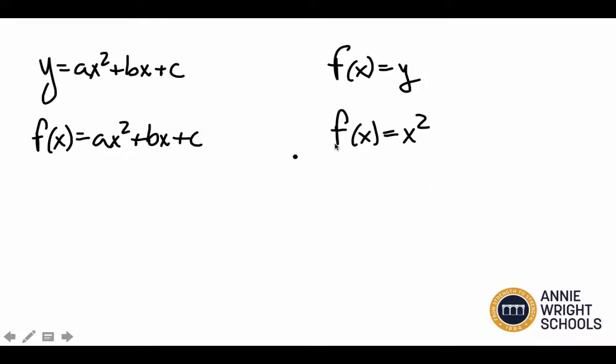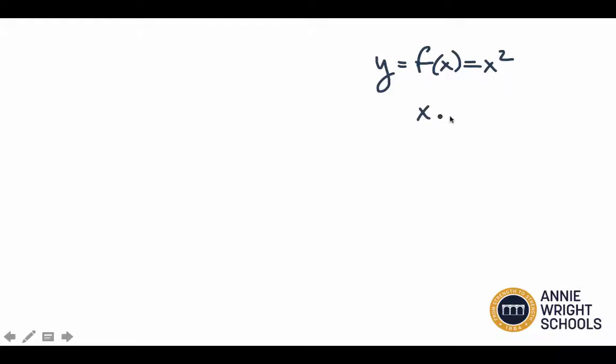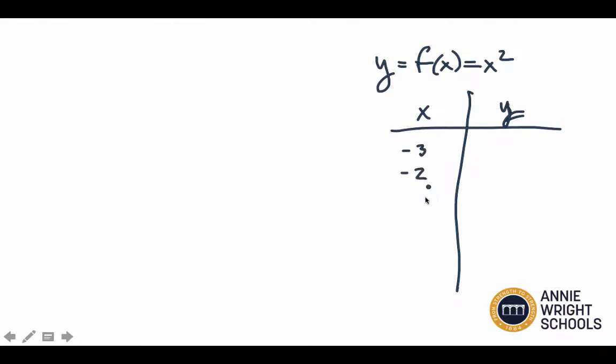And like all graphs, if you don't know how they look, you just start by plotting points. So let's take y equals f of x, which equals x squared, and let's make a chart of x values and figure out y values. Something you need to know is that quadratics are part of a bigger family called polynomials, and you can plug in whatever you want for x. There are no domain restrictions. So I'm going to start with -3, -2, -1, 0, 1, 2, and 3.